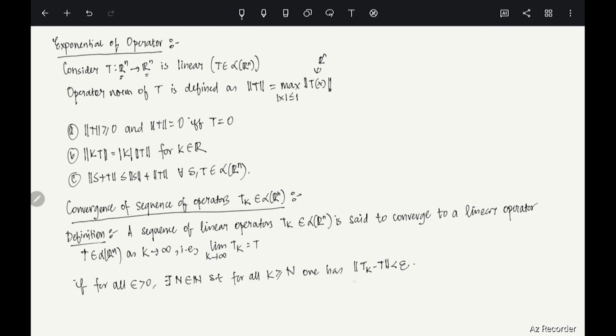So basically tk minus t, the distance between tk and t, think of it like that. Okay, that is very small. And in which sense is it a distance? So basically it is the norm. And what is this norm? This is nothing but the operator norm. So if you take the operator norm of tk minus t, that can be made arbitrarily small. So the tail should be sufficiently small.